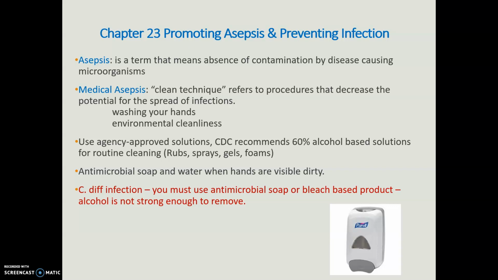So there's one important thing you need to understand specifically with C. difficile, which is usually seen in the GI tract. When an individual has this type of infection, only a microbial soap or an antimicrobial soap, or a bleach-based product removes the bacteria. So if you get it on your hands or your body, you need to make sure that you're using an antimicrobial soap. If it's on a surface or clothing, etc., you need to make sure that you're using a bleach-based product because alcohol is not strong enough to remove it. Do not clean your hands with the bleach-based product, as that can cause problems, okay?